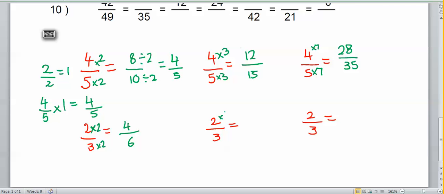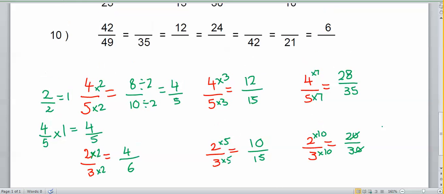If we multiply the top by 5 and the bottom by 5, then we're going to have 10 over 15, which is the same as 2/3. If we multiply the top by 10 and the bottom by 10, then we're going to get 20 over 30, which is the same as 2/3. And clearly we can cancel those zeros out, and that is also equal to 2/3. So these are what we call equivalent fractions.